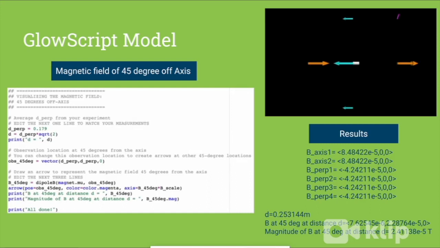And then here you can see that I used a dperp of 0.179, which is used to get an average distance here in our results of 0.253144 meters. And you can see the B at 45 degrees at distance D. The magnitude of B was equal to 2.141138 times 10 to the negative fifth Tesla. And all of our results are here on the right from our code.